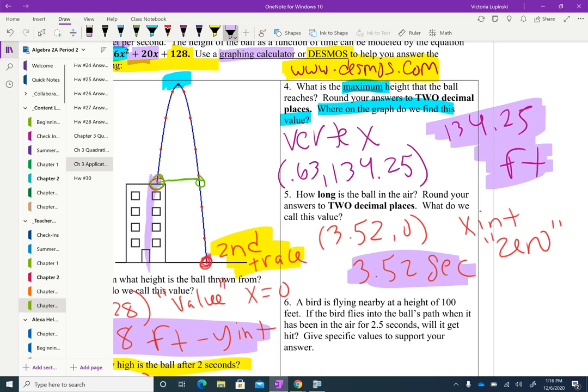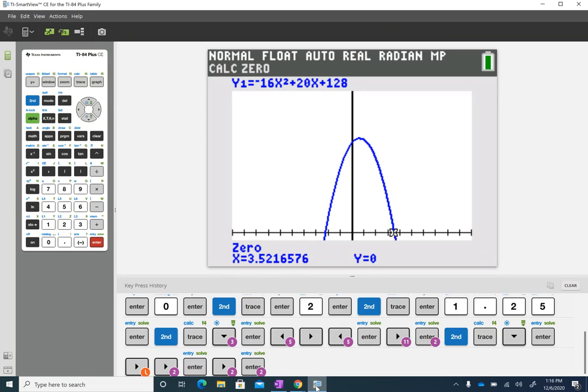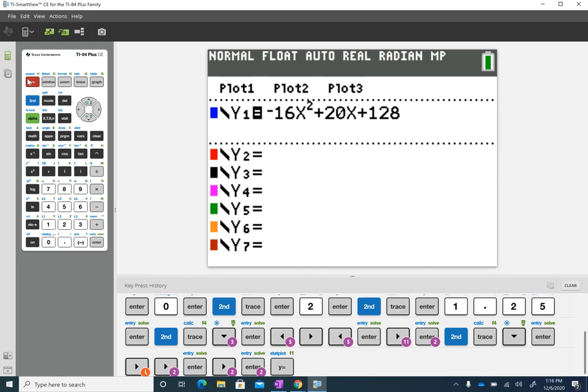Then a bird is flying nearby at a height of 100 feet. If the bird flies into the ball's path when it has been in the air for 2.5 seconds, will it get hit? Give specific values to support your answer. So there's a couple of different ways that you could solve this. If you go back to the graphing calculator, and if you go back to the y equals, you're actually allowed to plug in as many equations as you want at the same time.